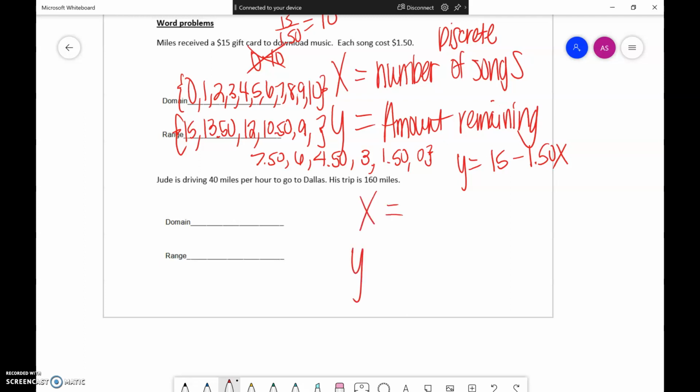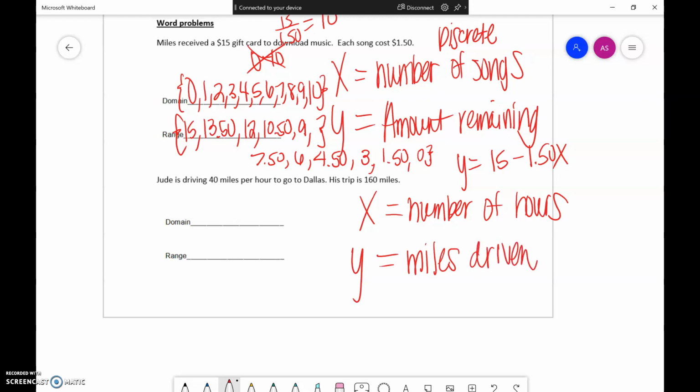So again, I want to ask myself, what do my X and Y represent? So X represents number of hours. And depending on the number of hours I drive, that determines the miles or the distance driven. So I'll put miles driven. So when I'm thinking about the time, I want to think of how long is the trip, or what was the duration of time he was traveling. Okay, so how long does it take to get to Dallas?